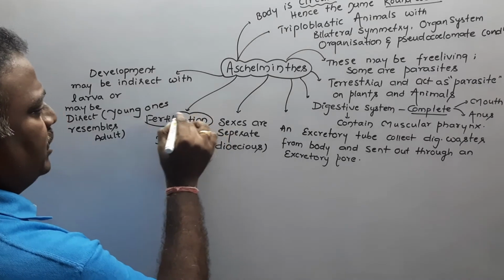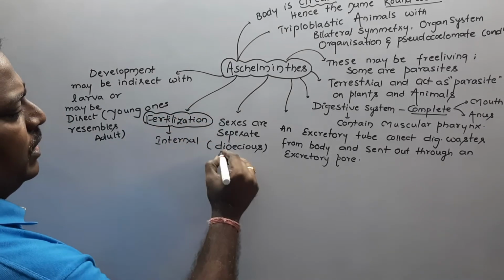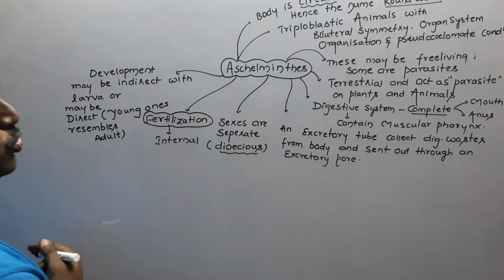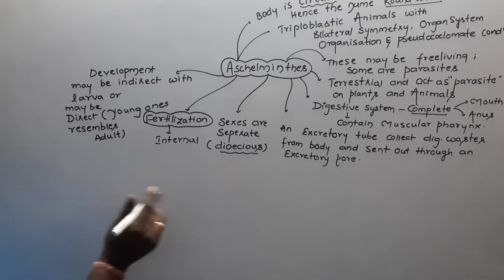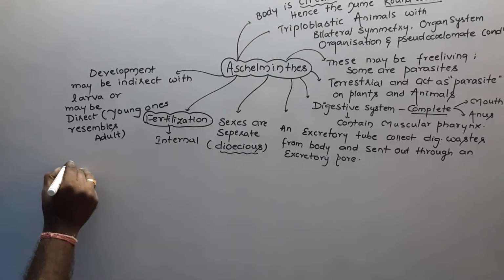So this is the fertilization. We said it is internal, and the animals are dioecious. This is one of the most important points. And next, the sexes are separate. How is the male? Do you know one thing? This is the male.